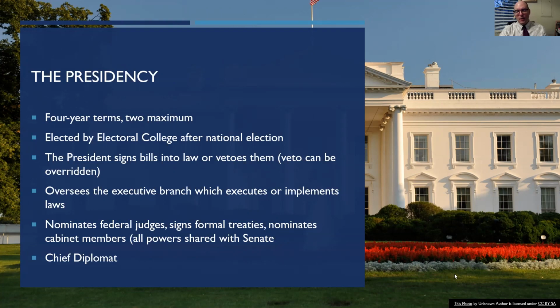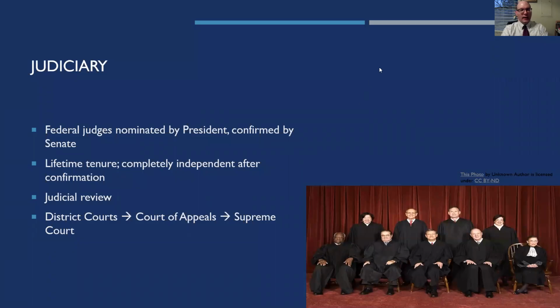Okay, so then finally, the judiciary. Federal judges, again, we talked about, nominated by the president, confirmed by the Senate. They have lifetime tenure. That means that basically they cannot be removed from office. They're completely independent after confirmation. They can be impeached. It's extremely rare. It's very difficult to do. Effectively, they cannot be removed from office. I mean, we've seen it recently. Justices dying in office. Even when you wonder if their health is not good, you can't force them to retire. You certainly can't remove them. And that's very much by design, right?